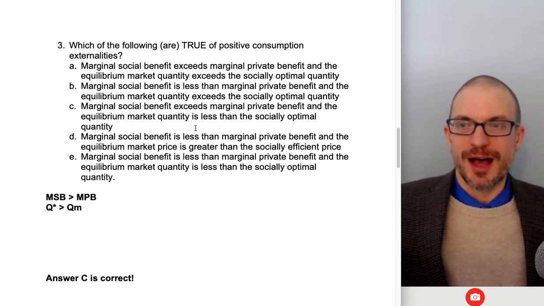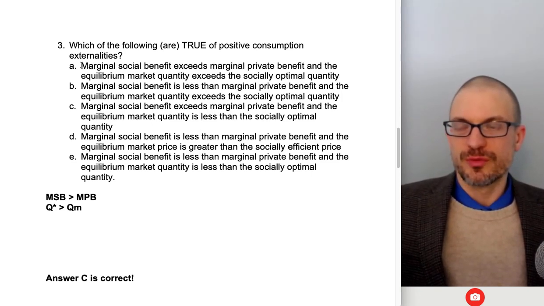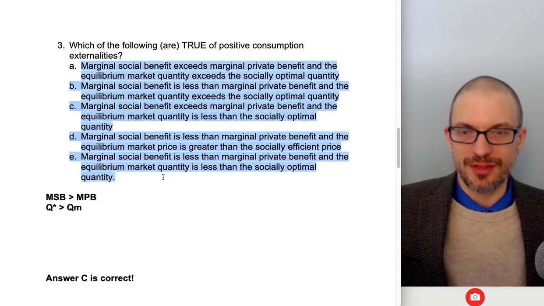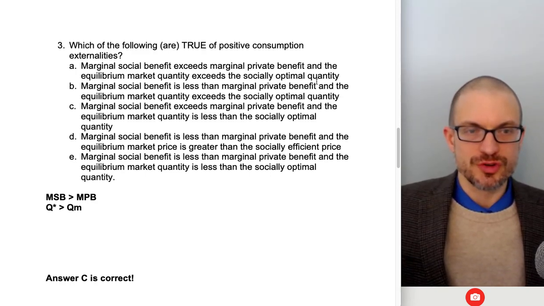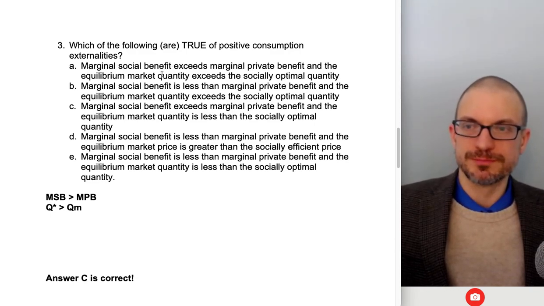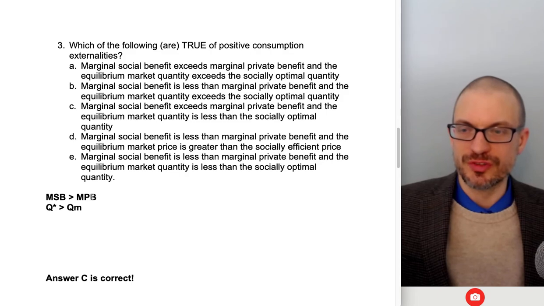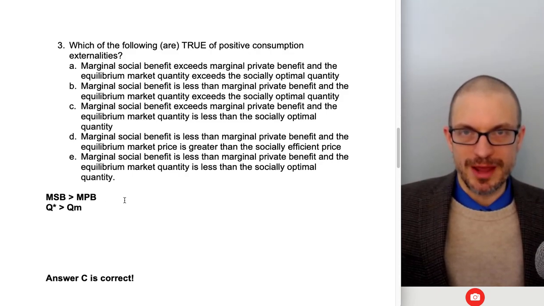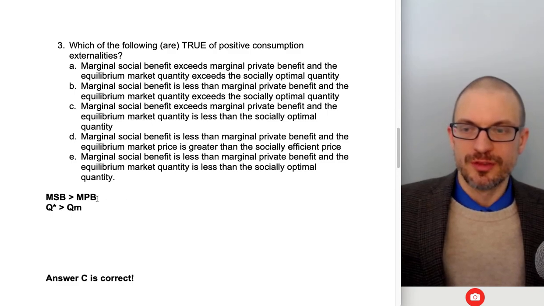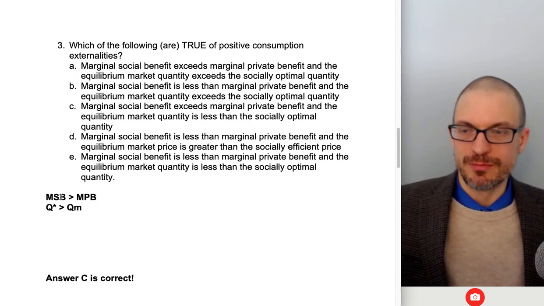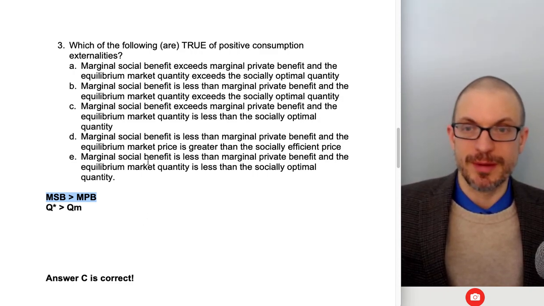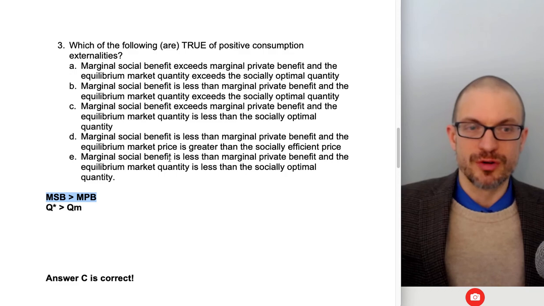Which of the following are true of positive consumption externalities? The way that I approach these is I look at the structure of the answer, like what's the information, how's it organized. This concerns social benefit, marginal private benefit, market quantity, and then socially optimal quantity. How are those things related? Well, with a positive externality, the issue is that there is some additional external benefit that spills over to bystanders. And so marginal private benefit plus that additional spillover externality gets us to the marginal social benefit. So the marginal social benefit has to be greater than the marginal private benefit in the case of a positive externality. So that's going to help us narrow down the answers quite a bit.